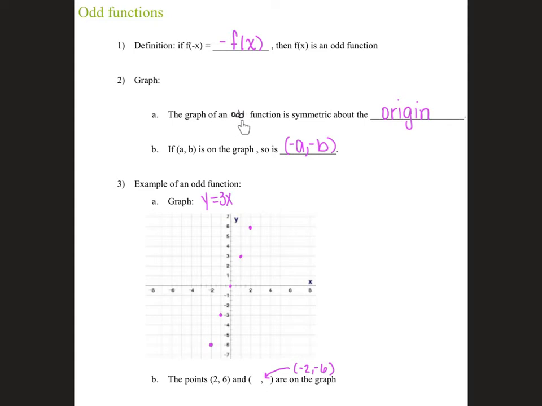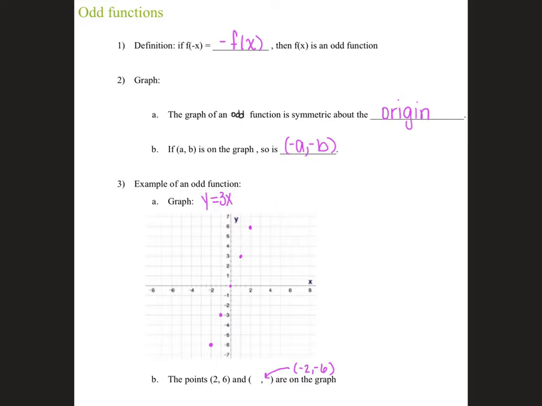There was a little typo here on your guided notes that you have on your assignment page, so make sure you just change it. It did say even. This is supposed to say odd because we're talking about odd functions. The graph of an odd function is going to be symmetric about the origin. So what that tells us about our points is that if we have (a, b) as a point on our graph, (negative a, negative b) is also going to be a point on our graph.